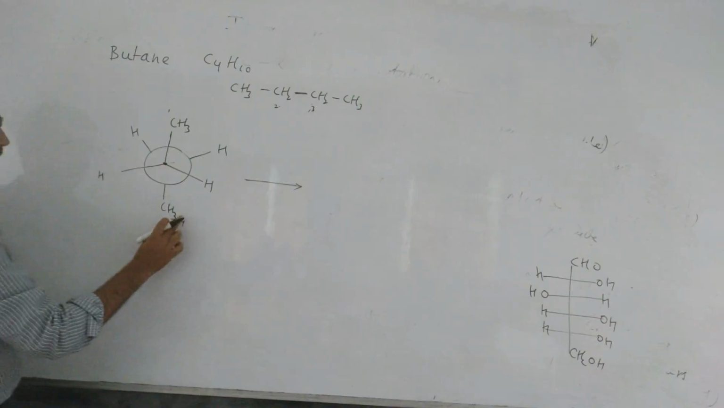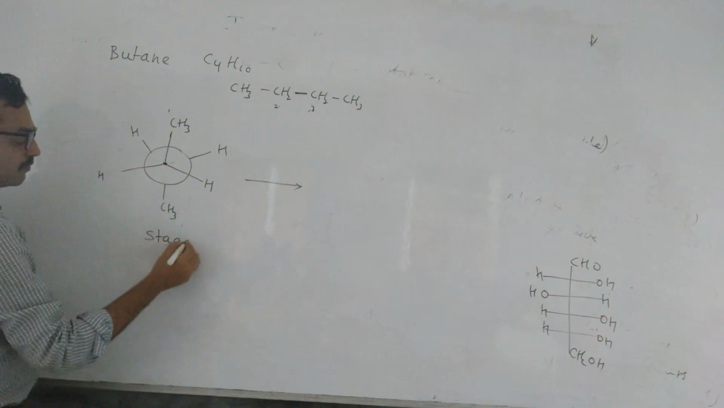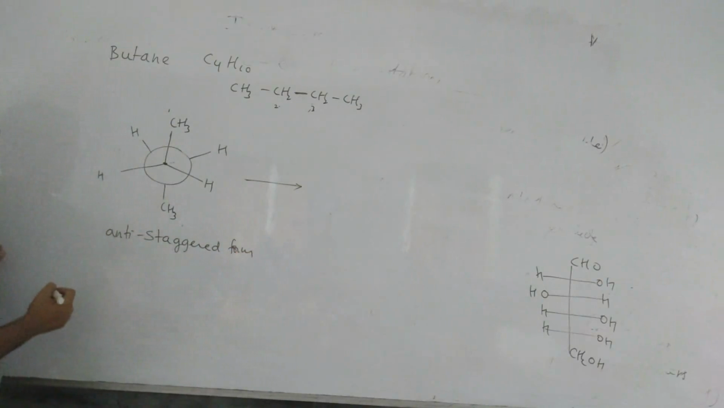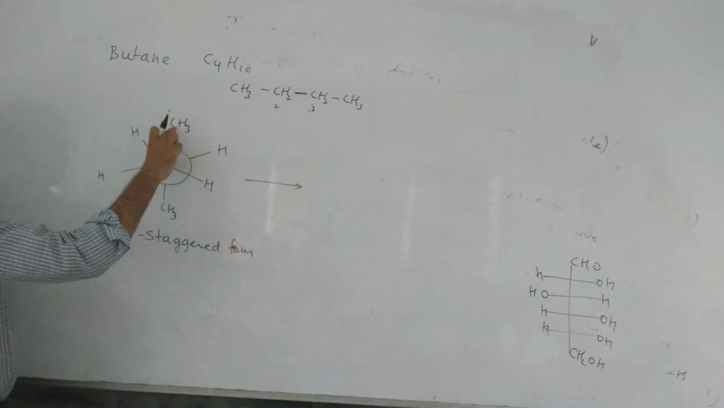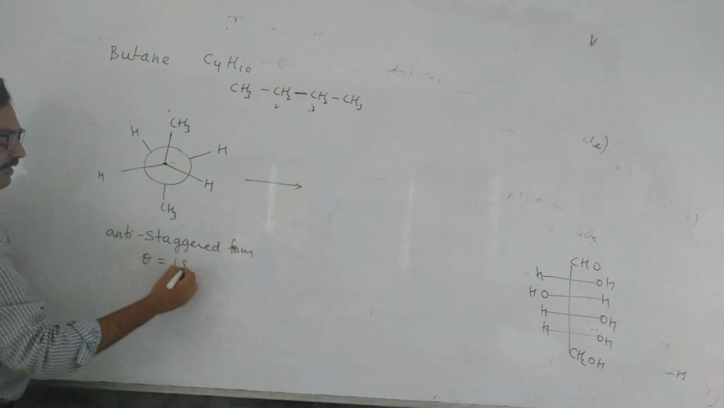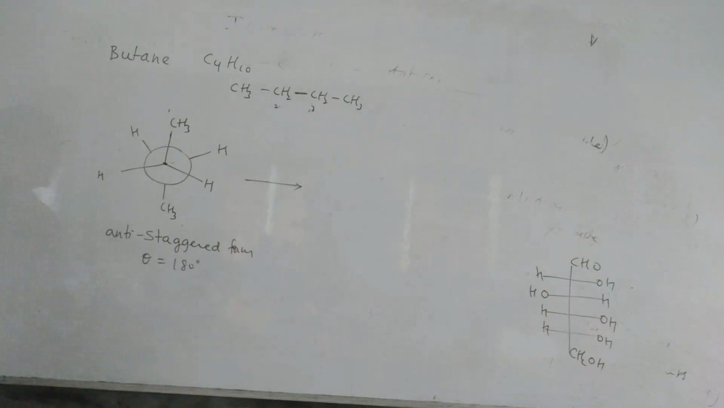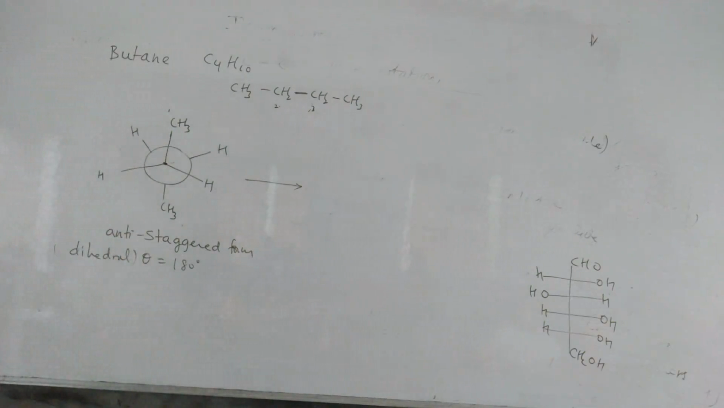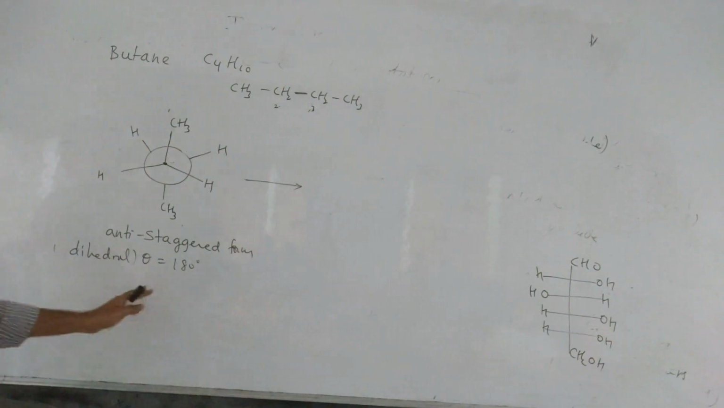So, this form is called staggered form. What is this form you say? Staggered form, or you can say anti-staggered form. Okay. Here the angle between this CH3 and this CH3 is 180 degrees. Okay. This is called dihedral angle. Dihedral angle. It is not a normal angle. See, suppose here like this is there. The angle between this carbon and this carbon, we cannot check like this. Suppose my hand is one carbon and this is one carbon. This angle is the dihedral angle. Okay, it is not like a normal angle. So dihedral angle is 180 degrees.